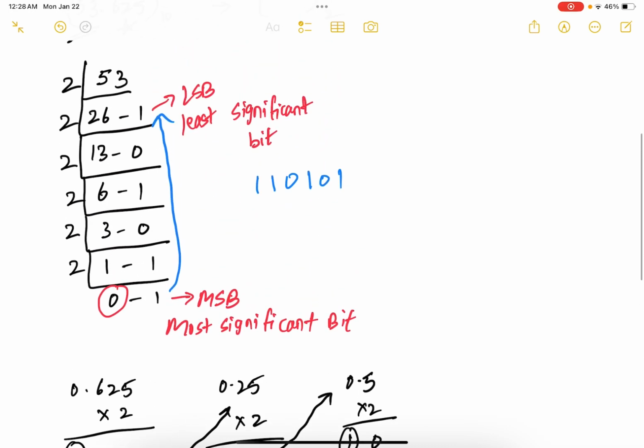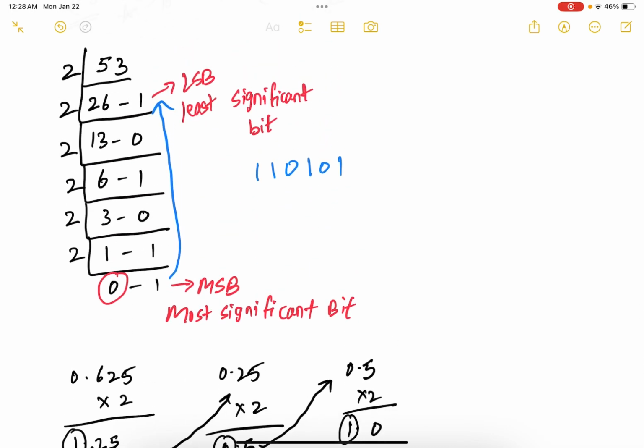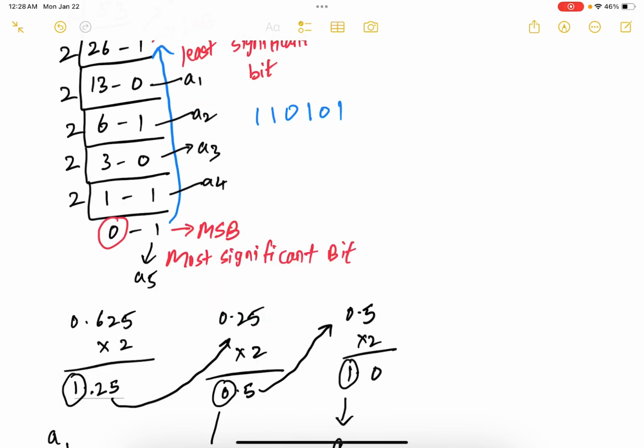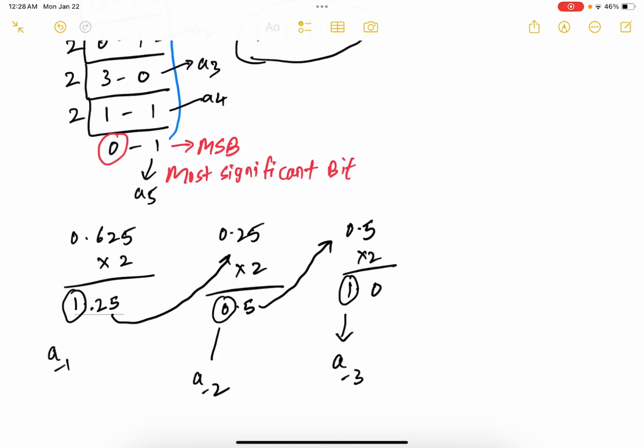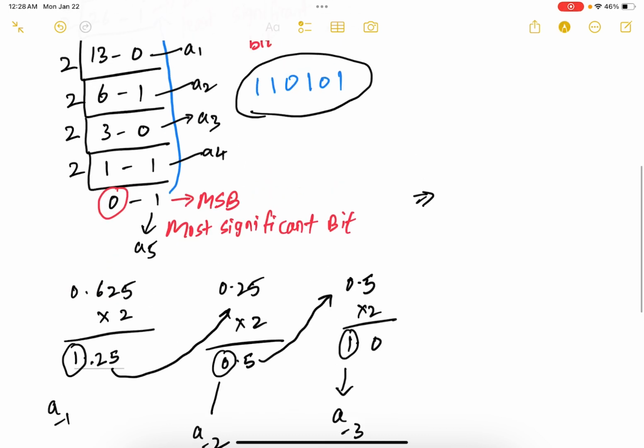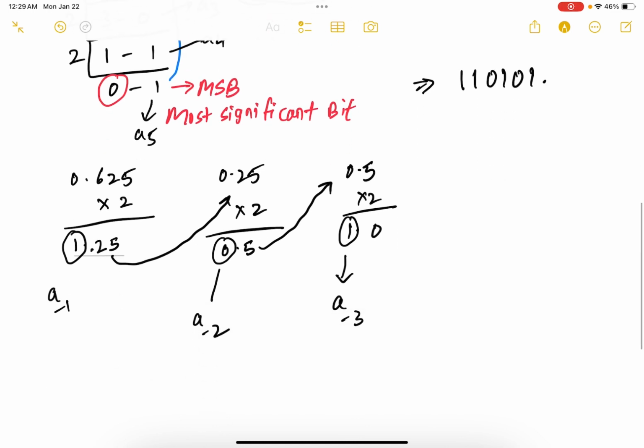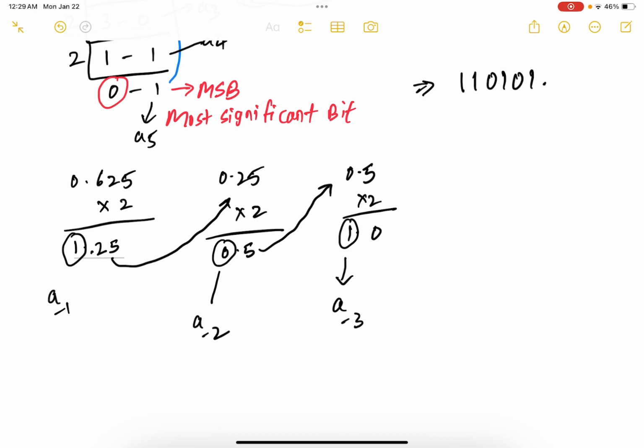So going back to this one, this one would be a0, this one would be a1, a2, a3, a4, and a5. So the final binary equivalent would be 110101 point a minus 1, a minus 2, a minus 3. So that is 110101.101.